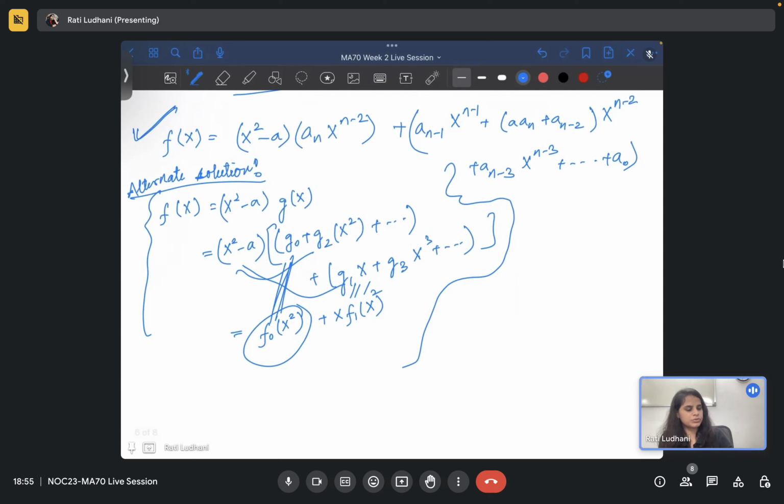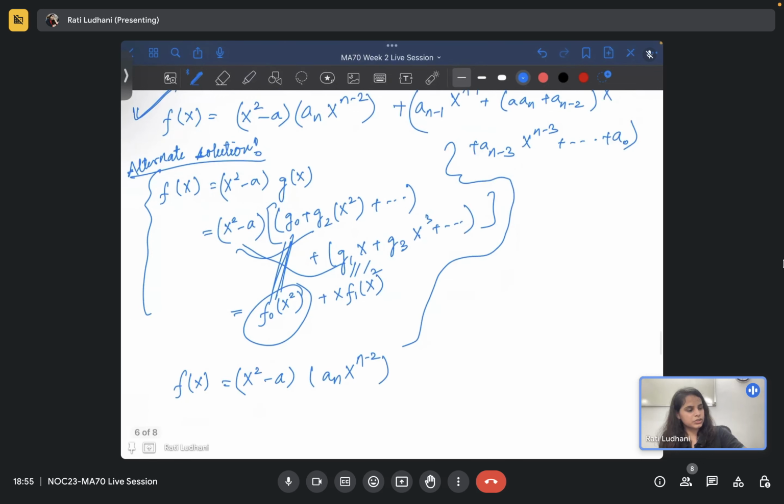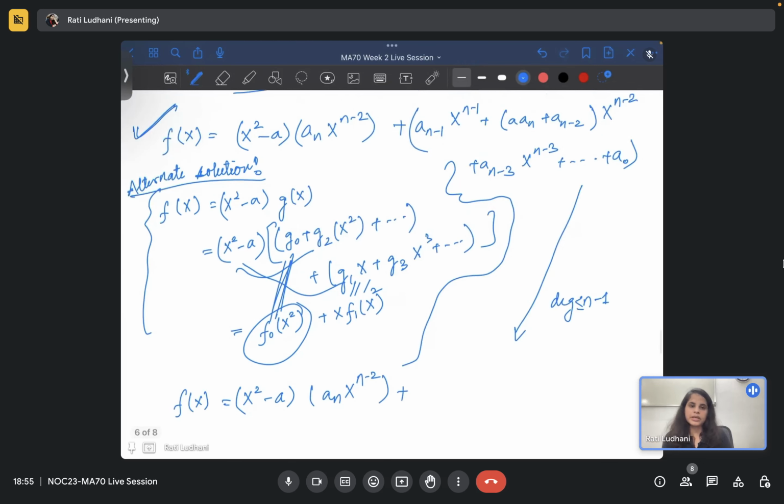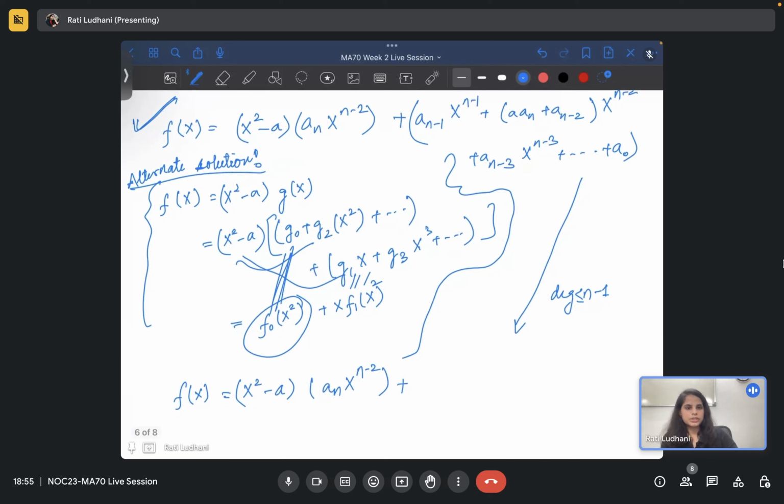Yeah, so what we were doing: f of x is equal to x square minus a, and you have a and x raised to power n minus 2. I'm saying you take this polynomial. This polynomial has degree n minus 1 or less. We don't know because a n minus 1 could be 0, but at least it will have degree less than or equal to n minus 1. Now, when you have this case, you can use the induction hypothesis to write this expression.